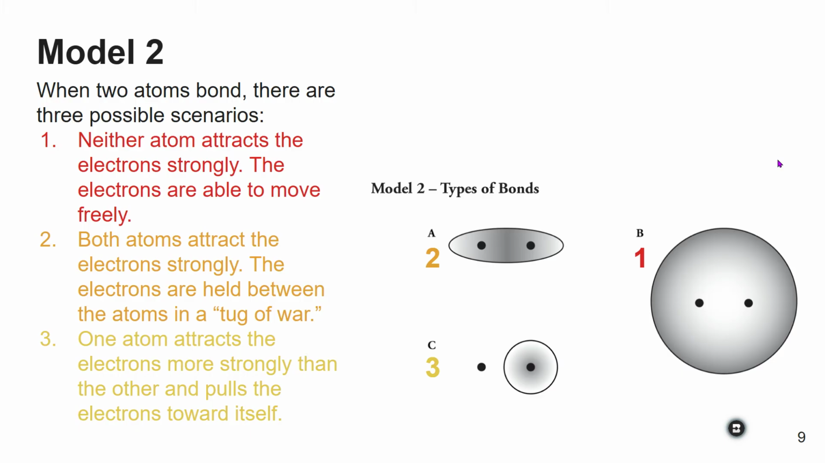Looking down at picture C, you can see the two darkened nuclei, and only one of them has any electrons around it because it stole it from the other one. And so that matches up with number 3.